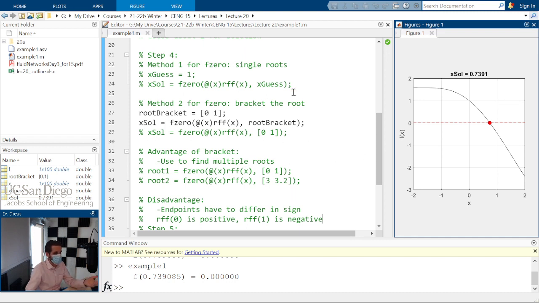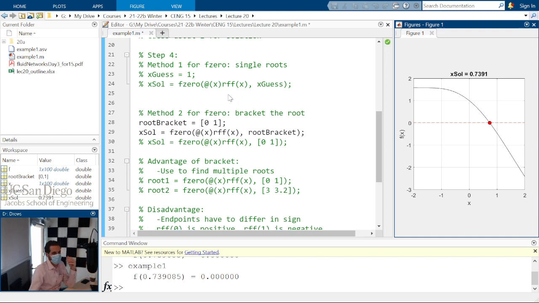I didn't mention it on here, but the disadvantage of the single guess, the method 1 that we used up there, is just that you can't really narrow in on a root. So if you've only got one root, use the single guess, that's fine. But if you've got more than one, you're pretty much reliant on the bracketing to find it.